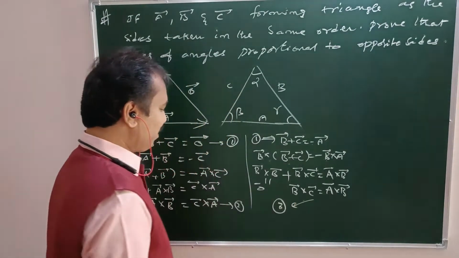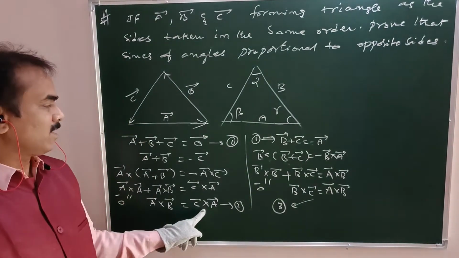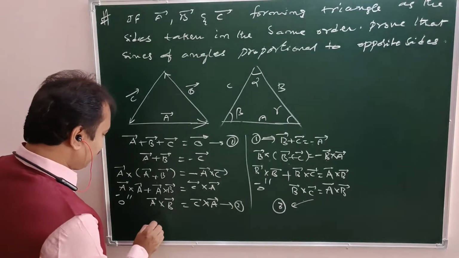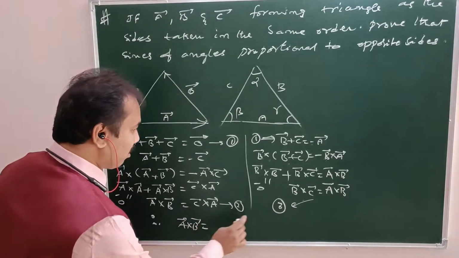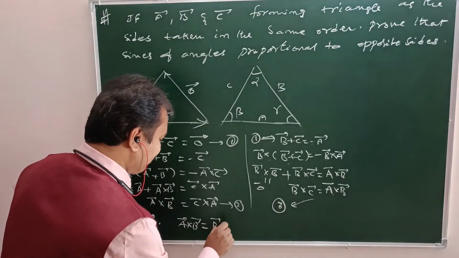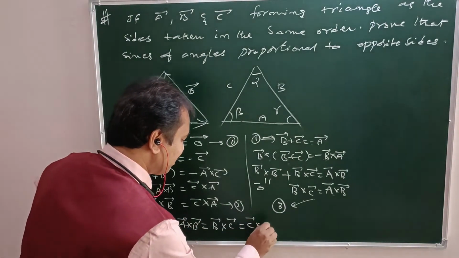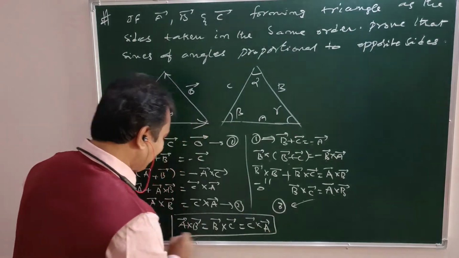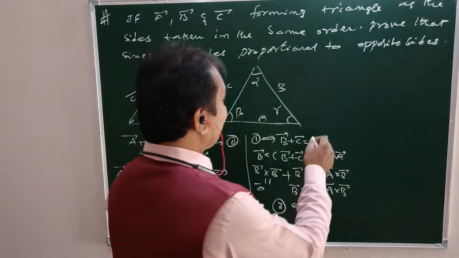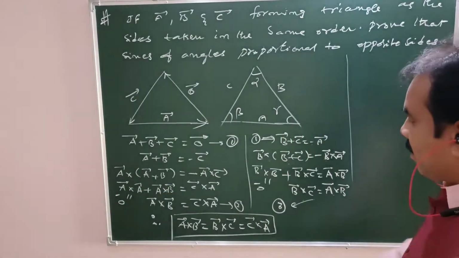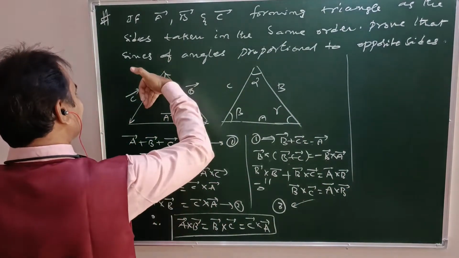This is number 3. So from 2 and 3, A cross B equals B cross C, and A cross B equals C cross A. So this is already proved in the previous lecture. That is, A cross B equals B cross C equals C cross A.